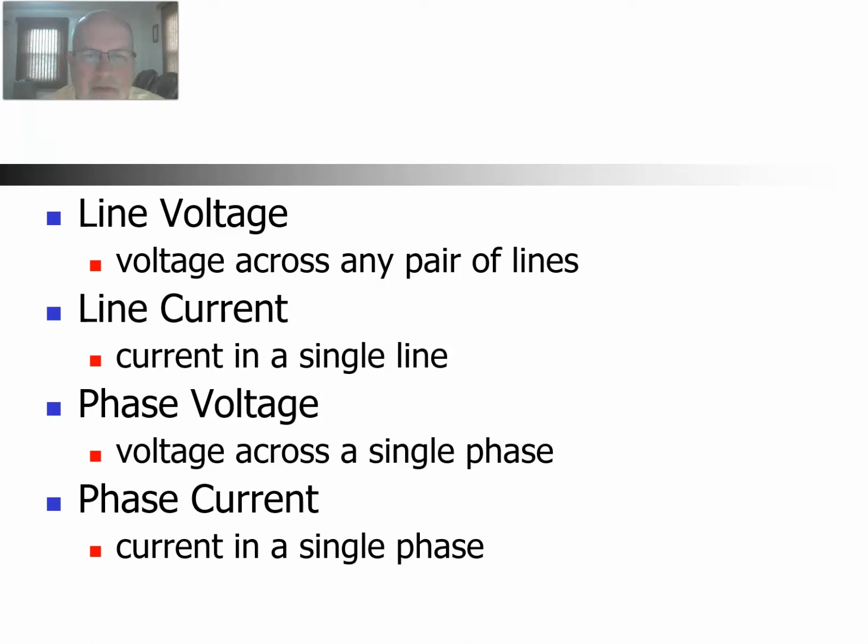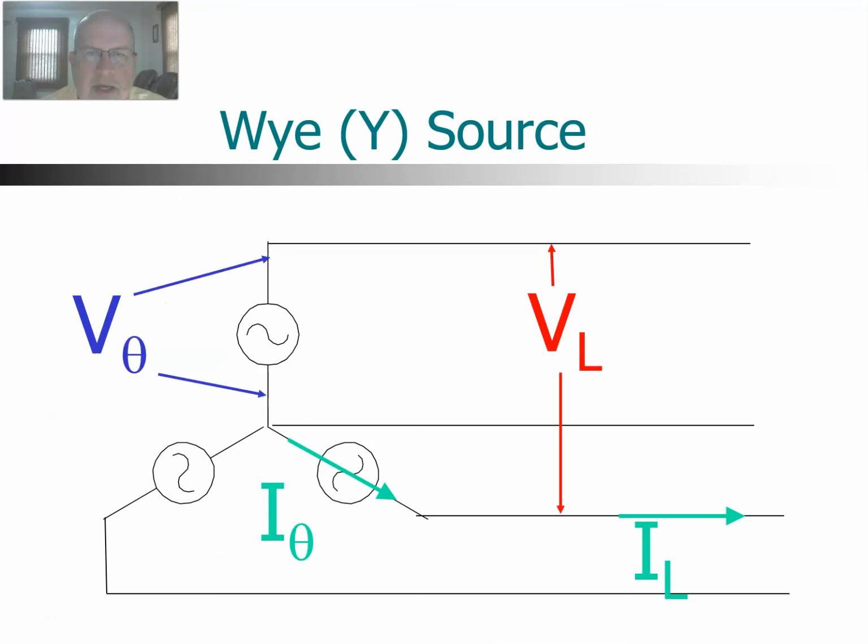It'll clear up a little bit more when I show you a diagram on the next slide. Phase voltage is the voltage across a single phase, and phase current is the current in a single phase. So let's look at some examples that will clear up exactly what these things mean. For example, let's look at a Y source.